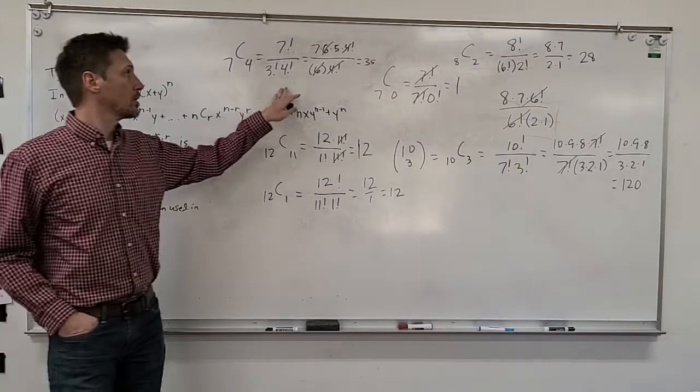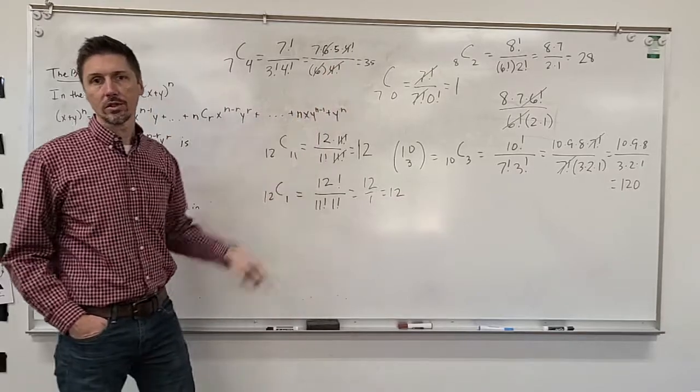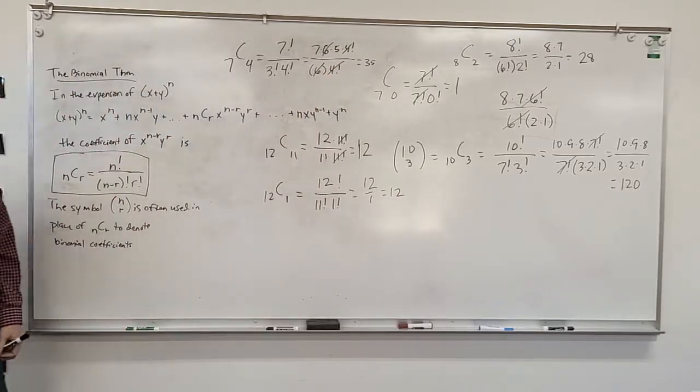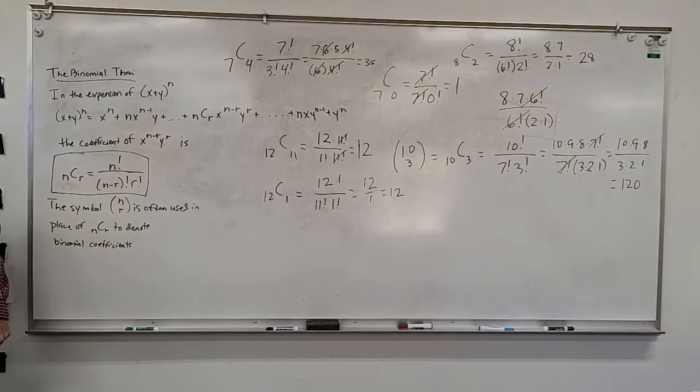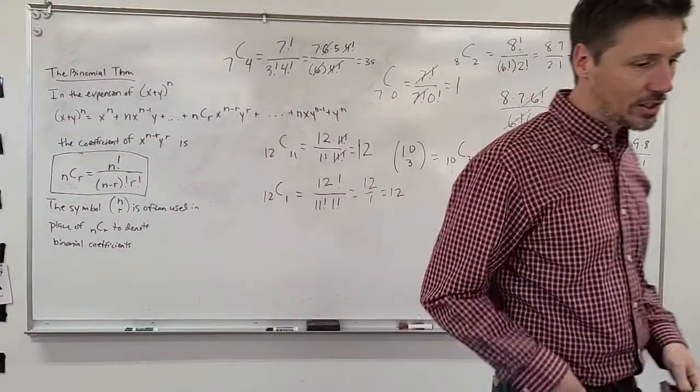But this is a good example because it shows you that sometimes more than just the factorial will cancel out once you expand it out. You have to write everything out. Just do the math and don't ask questions. All right. Any questions about that?